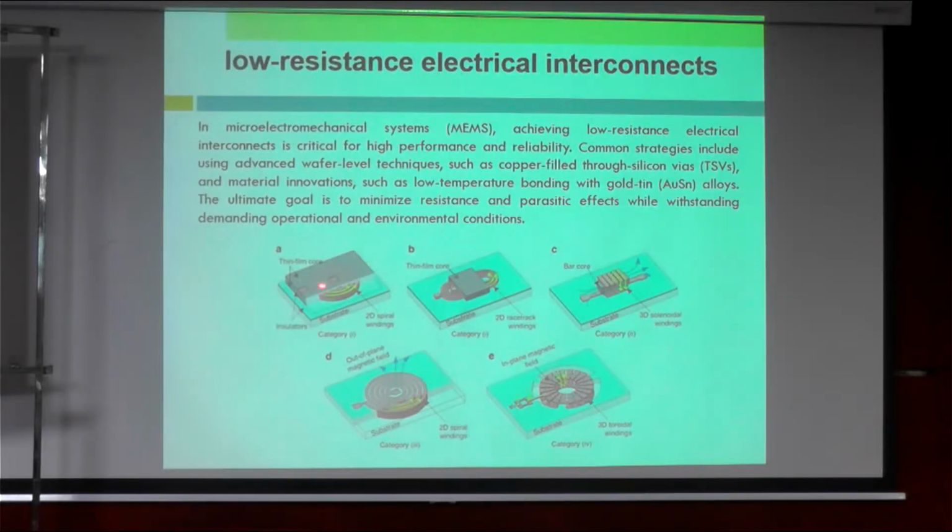You can see here some example of low resistance interconnect design, where you can have, let's say, thin film here, and on your substrate itself, then you connect with 2D racetrack windings, for example. Then this is a solenoid design. Okay, so this is some general example of materials.